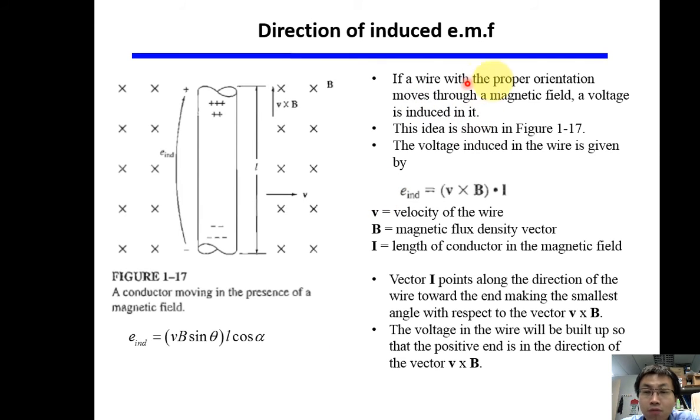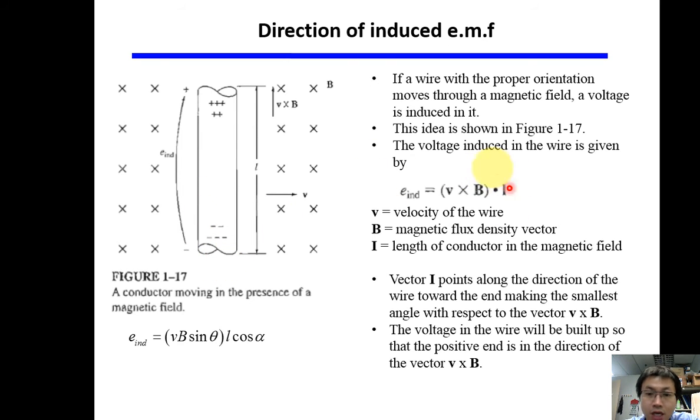So for example, if a wire with the proper orientation moves through the magnetic flux field, a voltage is induced in it. The idea is shown in figure 1, this one. So B magnetic flux is going through this paper, and the conductor is moving to the right side. So the current will flow upwards. When current flows upwards, it is actually a battery, which means when we connect this to a resistor, the current will go through in this direction, right? So this will be our positive polarity. This will be our negative polarity.